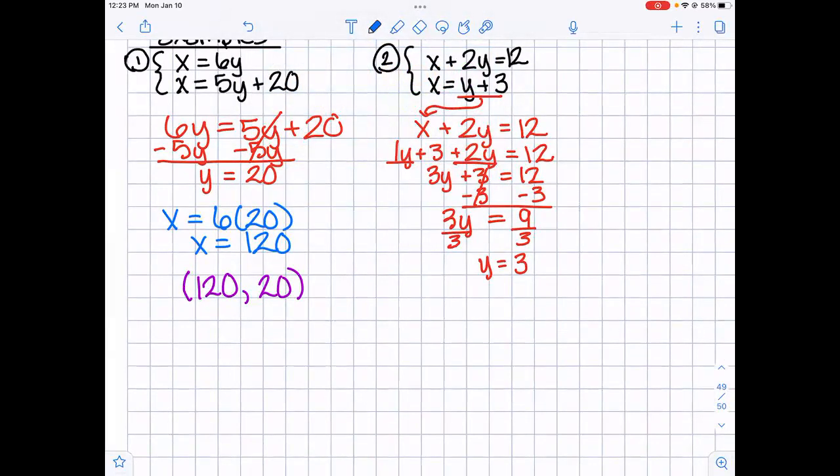I need x. Which one of those equations makes more sense to solve for x? The bottom one, because it's an x equals, and y is what? 3, so replace y with 3 plus 3. What's 3 plus 3? 6. So what point does this graph cross? 6, 3. Good.